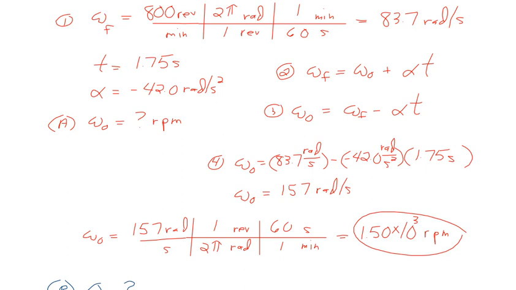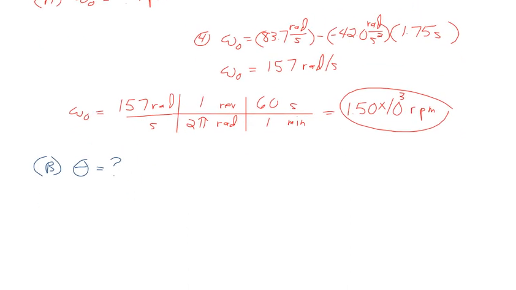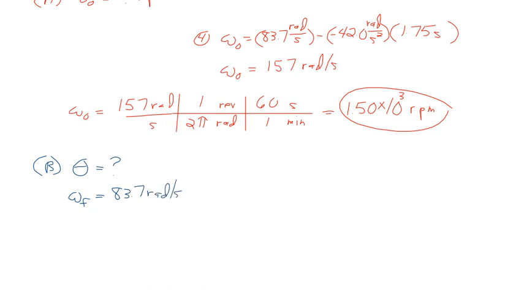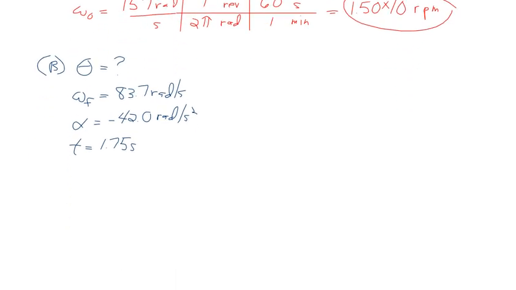Maybe I need to rewrite them. Somebody can tell me them because I'm going to have to go up here. So the final angular velocity was what? What was it up there? 83.7? 83.7. The alpha was negative 42 radians per second squared, and the time was 1.75 seconds. So here are your facts. The only fact I don't have is the original angular velocity.